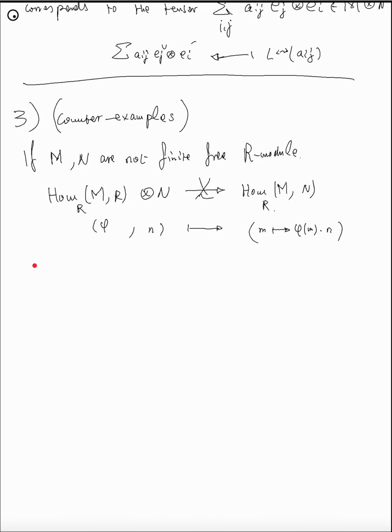So the counterexample is: take R to be Z modulo p squared, take M and N to be pZ quotient p squared as a submodule of R.